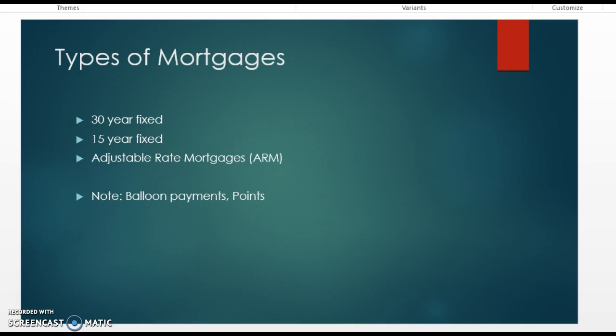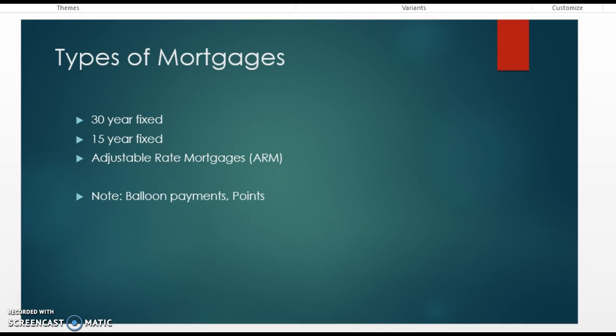But as it is, there are different types of mortgages no matter what institution you get it from. A 30-year fixed mortgage is exactly like it sounds. You're going to pay on your home for 30 years, 360 payments, 12 payments a year. And you're going to have an even payment amount each month. It's going to be a fixed monthly payment for those 30 years.